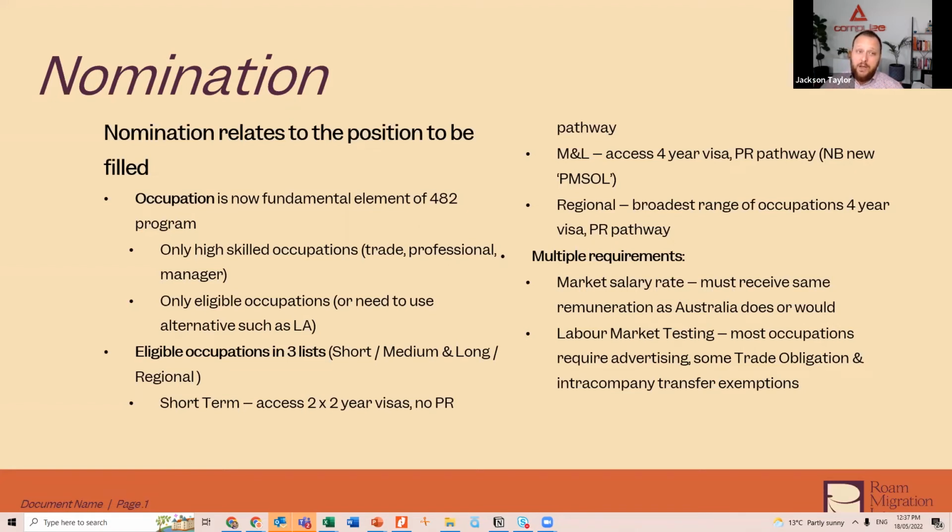In terms of the requirements for the nomination, the occupation is one of the most critical, if not the most critical. The market salary rate. So everyone under this program must receive what an Australian would receive in the same position. And you look at that by looking at what people in the business are already receiving, what the award or the EBA says, or if there's no one in the business doing the job, what do job advertisements, salary surveys, and so forth say. Labour market testing requires that employers advertise to make sure that there are no Australians who are suitable for the role.